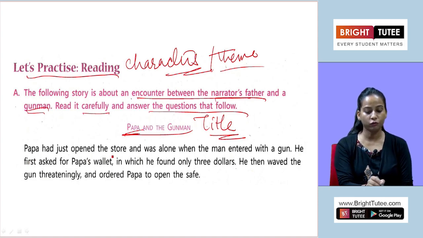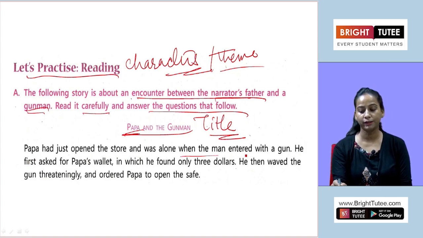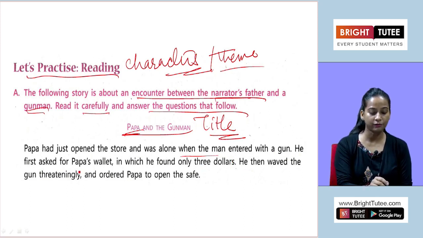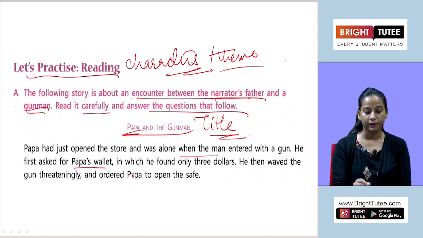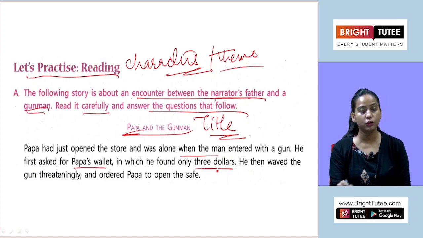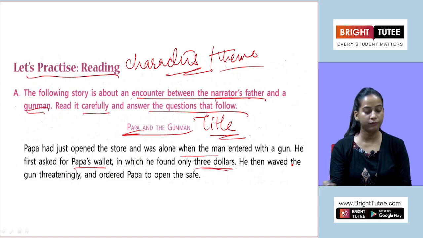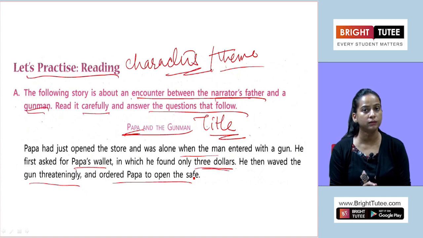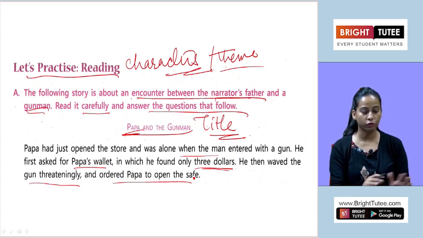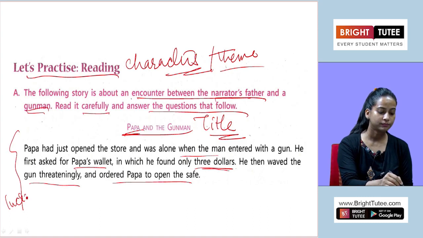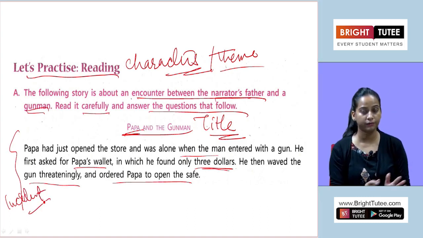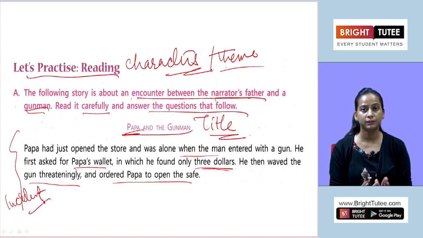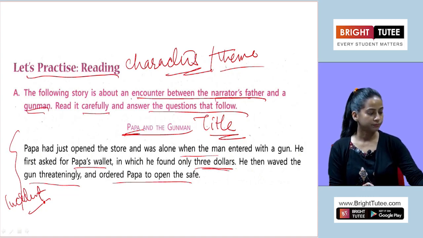Papa had just opened the store and was alone when the man entered with a gun. He first asked for Papa's wallet, in which he found only $3. He then waved the gun threateningly and ordered Papa to open the safe. So this is the incident shown here by a third person, the narrator telling the story related to his Papa and the gunman.